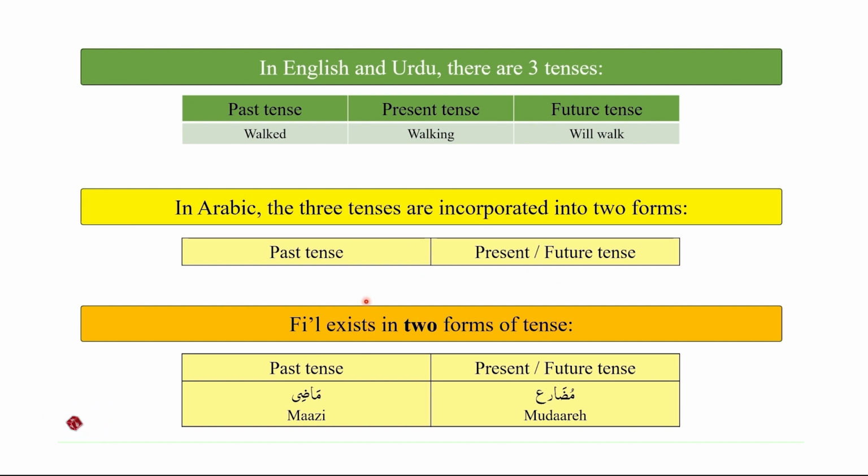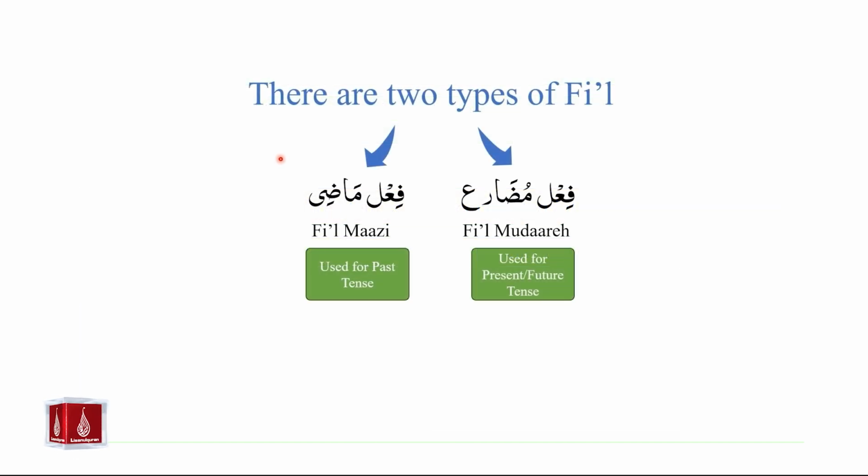Fi'il also has a tense, and from the standpoint of tense, fi'il exists in two forms: the past tense or the present and future tense. The past tense category is called mazi, and the present and future tense category is called mudare. Therefore, there are two types of fi'il: fi'il mazi, which is used for the past tense, and fi'il mudare, which is used for the present tense and for the future tense.